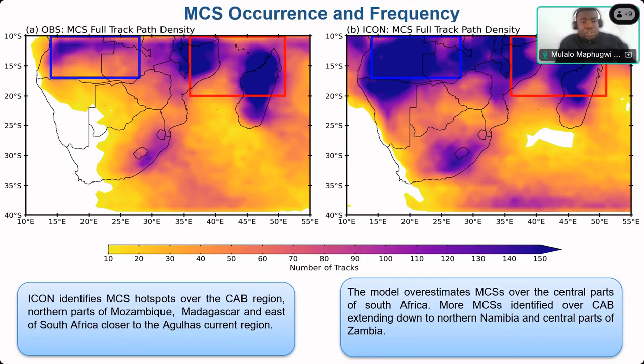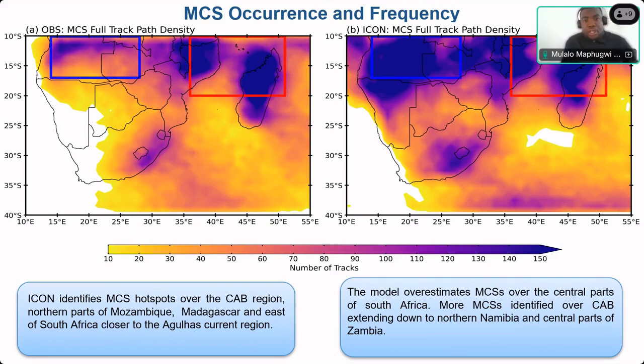When it comes to how the model identifies the hotspots, starting with the observation, we can see there's a hotspot of tracked mesoscale convective systems over Madagascar, as well as northern Mozambique. There's also another secondary hotspot southeast of Southern Africa, over South Africa just next to the Indian Ocean. There's also another hotspot over the Angola highlands inside the blue box, although it's not as prominent as in Madagascar and northern Mozambique.